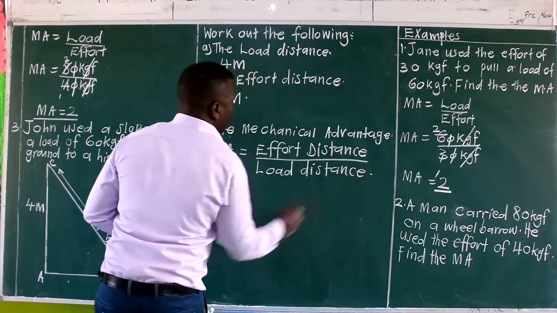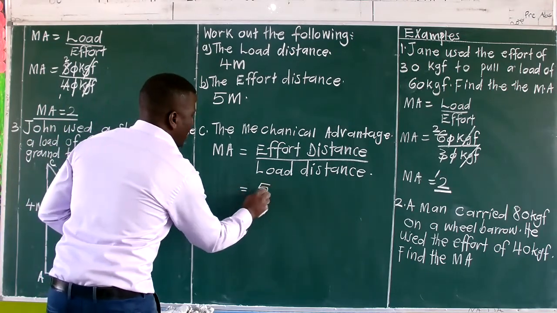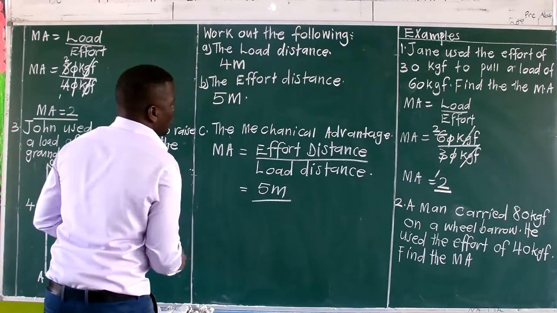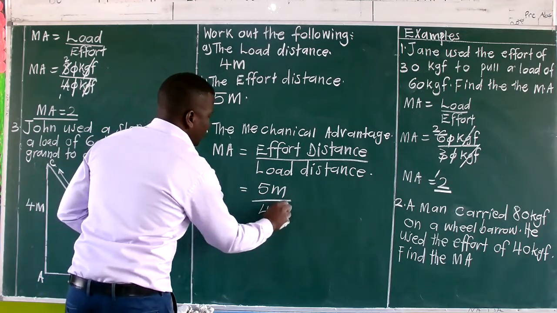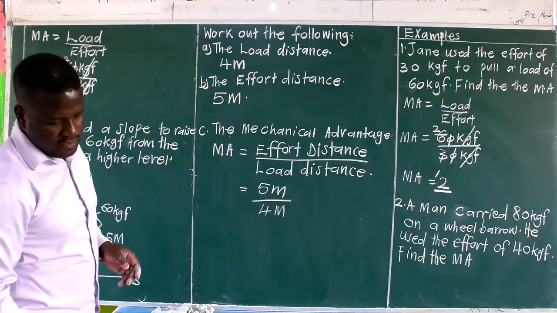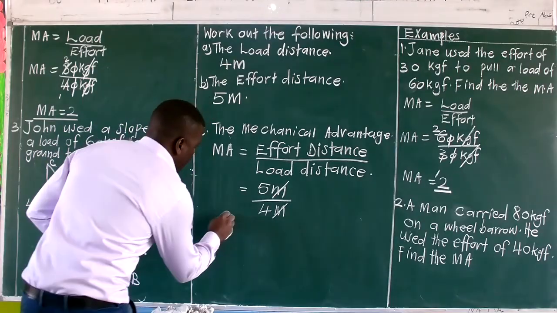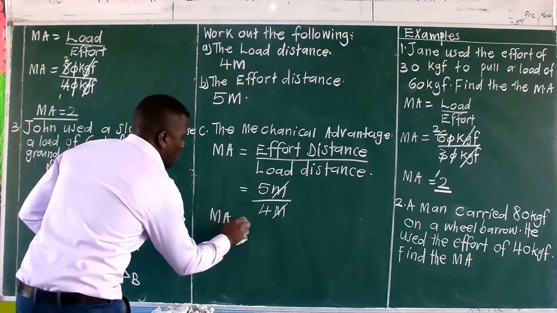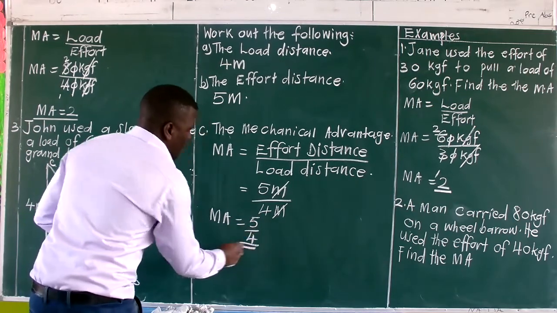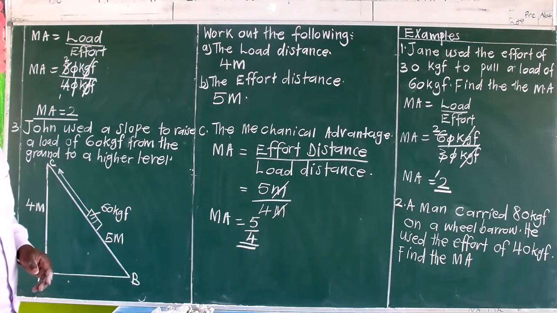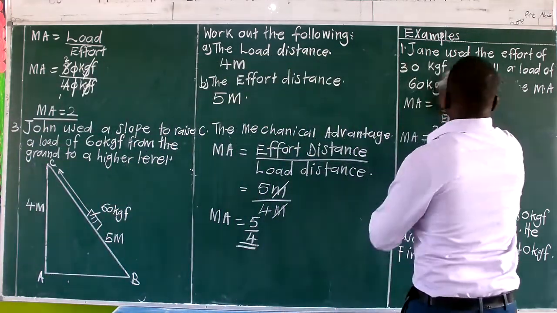Effort distance divided by load distance. Our effort distance is 5 meters and our load distance is 4 meters. We say cancel and our mechanical advantage will remain 5 out of 4. That is the mechanical advantage.